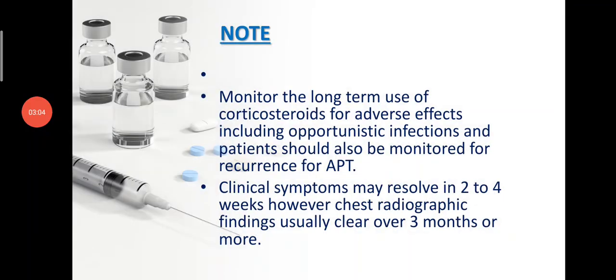Note: as we are giving corticosteroid to the patient, we have to keep in mind that we have to monitor the patient because corticosteroids have a lot of adverse effects including opportunistic infection, and the patient should also be monitored so the chances of recurrence of AIPT can be reduced. Clinical symptoms may resolve in 2 to 4 weeks. However, chest radiographic findings usually clear over 3 months or more.